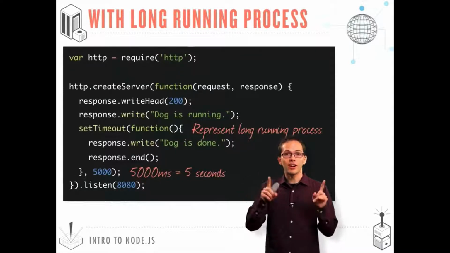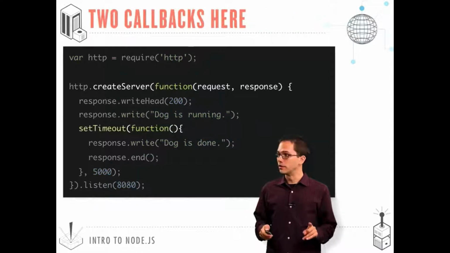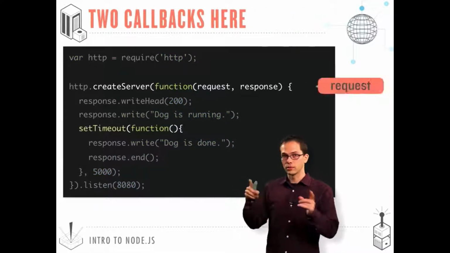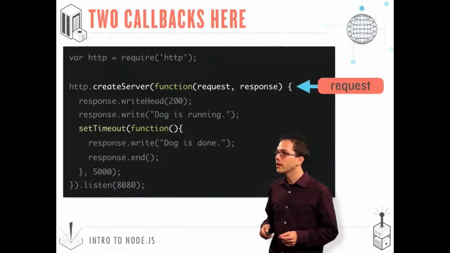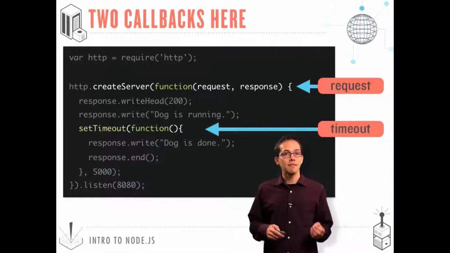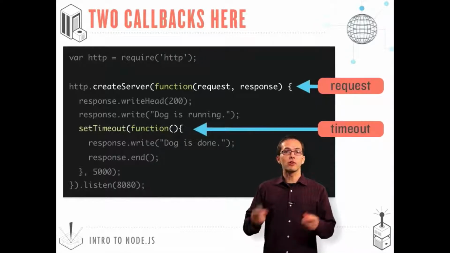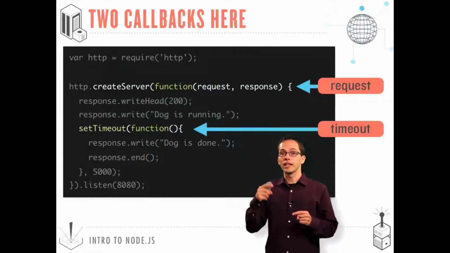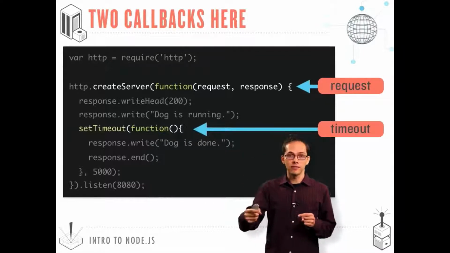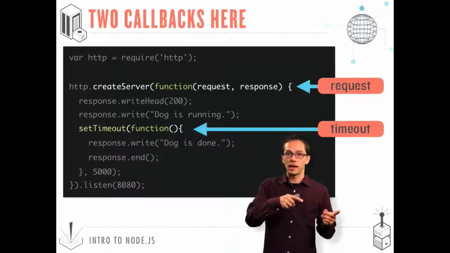You might notice here there are 2 different events in our code. We have the request event, which you should be familiar with from earlier, and we also have a timeout event. So every time a request comes in, it's going to create a new event, a timeout event, which will then be called back in 5 seconds.